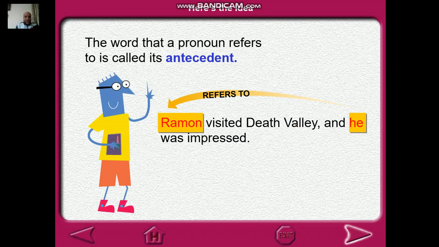Ramon visited Death Valley and he was impressed. So who was impressed? It was Ramon, okay? We replaced Ramon with he. He refers to whom? It refers to Ramon. So Ramon is the antecedent. And as I told you, okay, here the antecedent is going to be always before the pronoun.